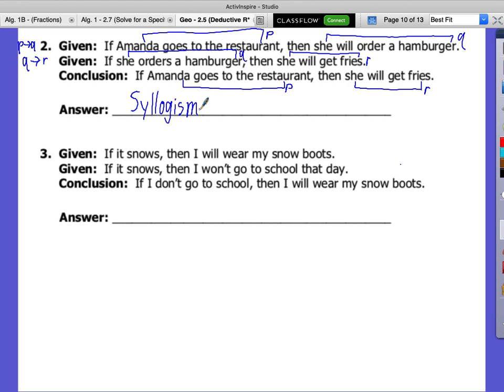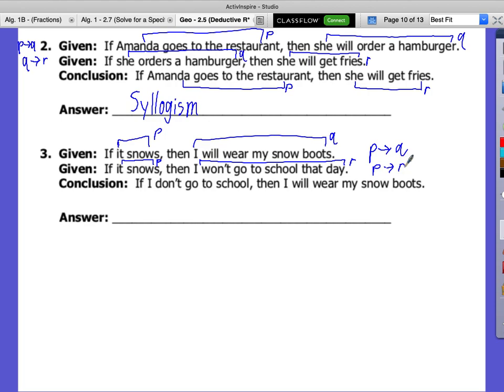Okay, let's look over example 3. If it snows, then I will wear my snow boots. It snows. That's P. I will wear my snow boots is Q. So this one goes P to Q. The second given: if it snows, then I won't go to school that day. It snows. What is that? P. We've seen that before. Very good, Marissa. I won't go to school that day. Have we seen that one? No. It's R. So we go P to R.